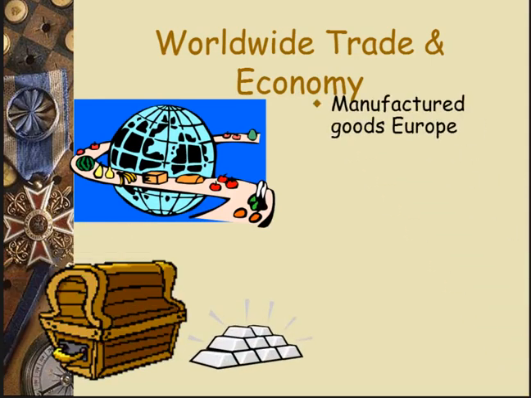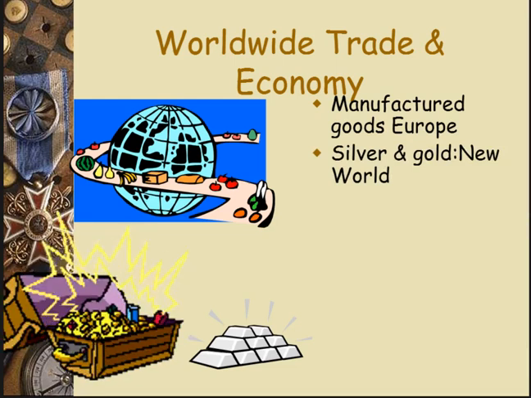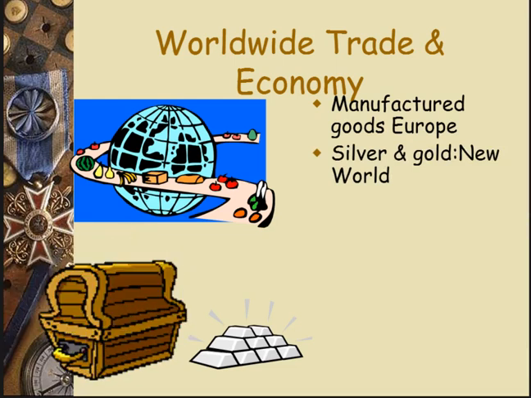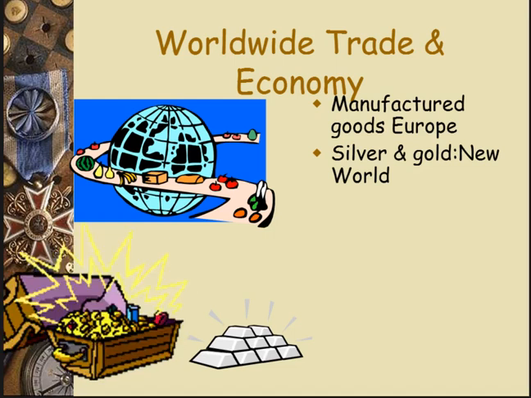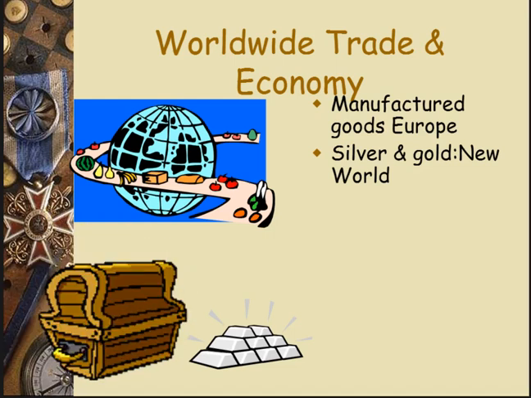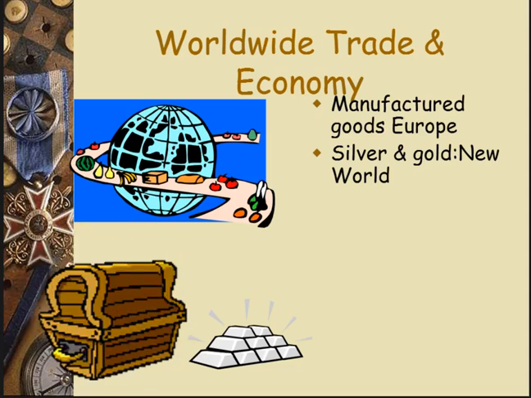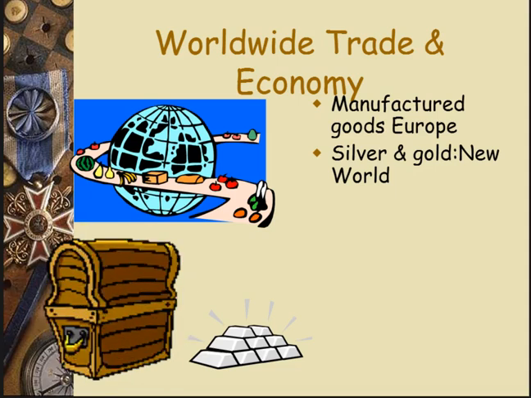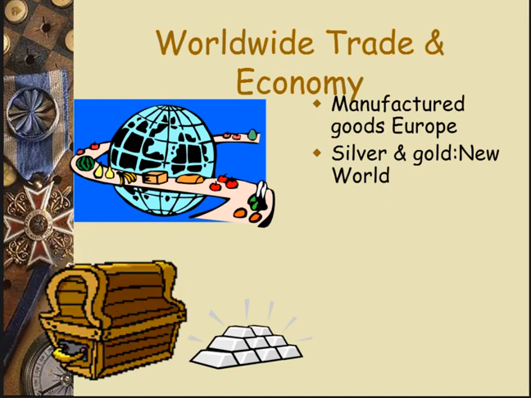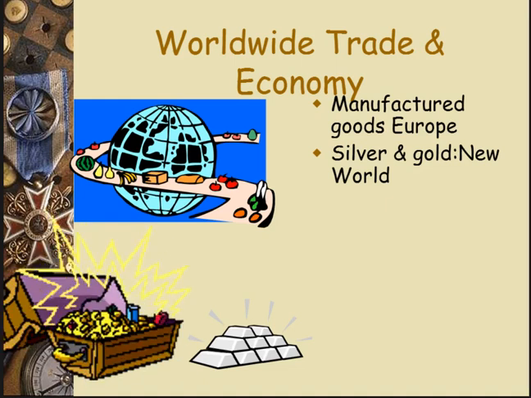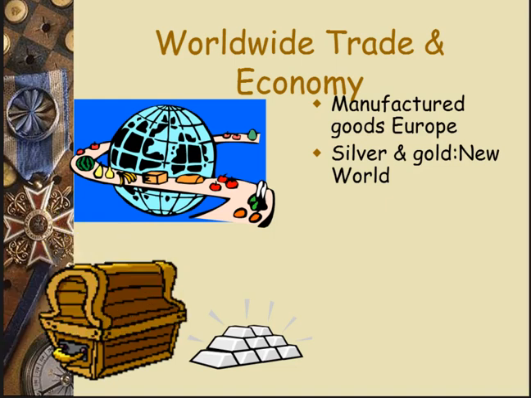One of the things that's going to happen is that manufactured goods are going to be done in Europe. A lot of this will be textiles, clothing, shirts, pants, that sort of stuff. The raw materials will come in, they will make the finished products, and they'll take the finished products out and then trade it, sell it to the people where they get the raw materials.